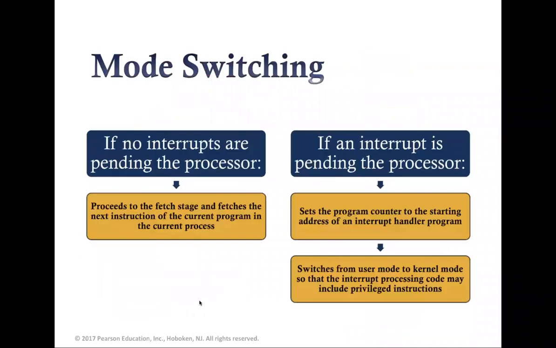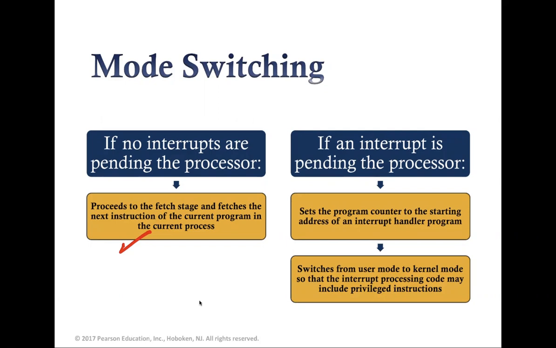So as we discussed, the inclusion of an interrupt stage as part of the instruction cycle: in the interrupt stage, the processor would check to see if any interrupts are pending or not, indicated by the presence of an interrupt signal. If no interrupts are pending, that means the processor would proceed to the fetch stage, and it fetches the next instruction of the current program in the current process. If an interrupt is pending, the processor does the following.